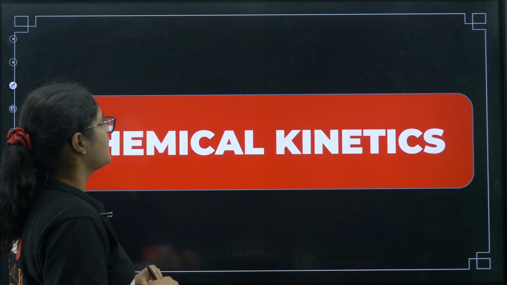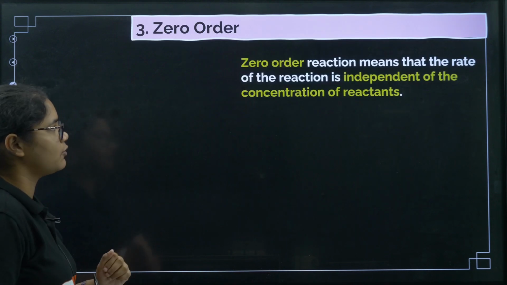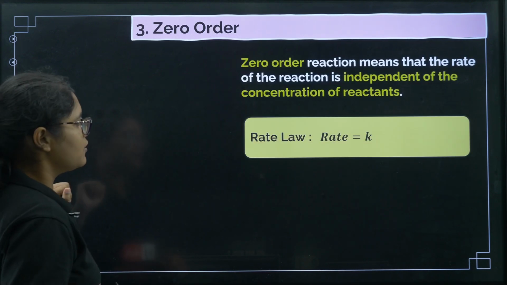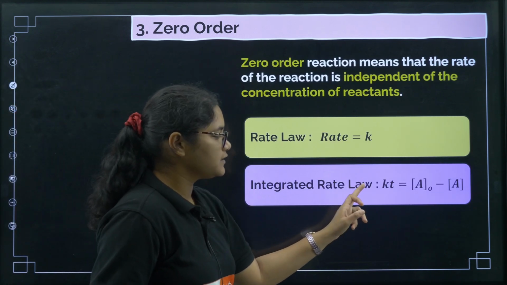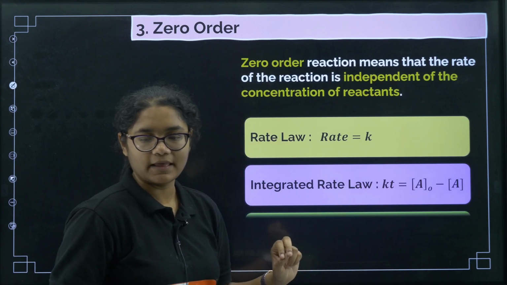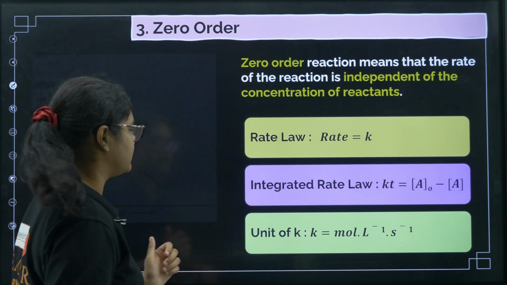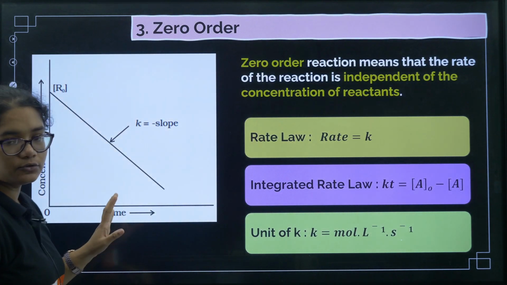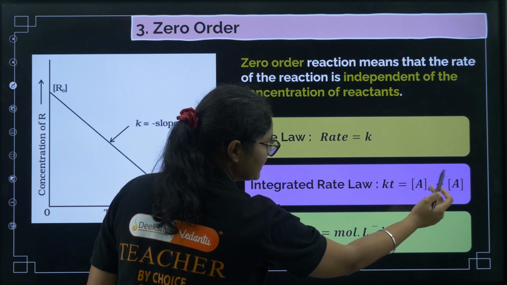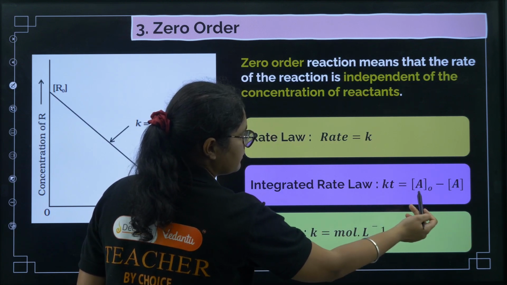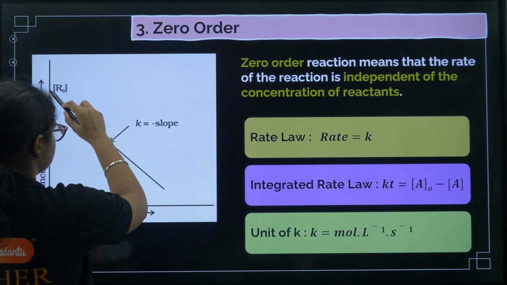Okay, fine. Now coming to the last chapter, that is chemical kinetics of physical chemistry. So here what all formulas we have? First we have for zeroth order. For zeroth order, the rate is equal to K. Then integrated rate law is KT is equal to A naught minus A, and the unit of K is mole liter inverse second inverse. And there is a graph also you should be knowing for the zeroth order reaction. So the graph is done for this one, where you have y is equal to mx plus c. So A is equal to A naught minus KT. So A is here, T is here, and we have minus K here.